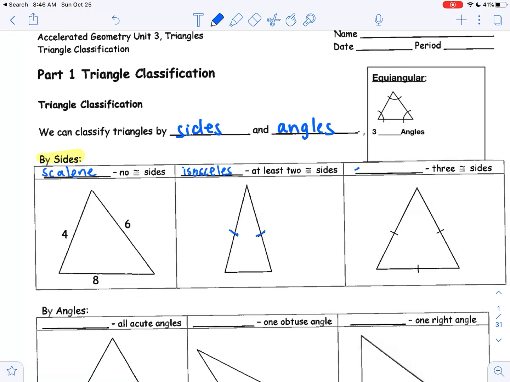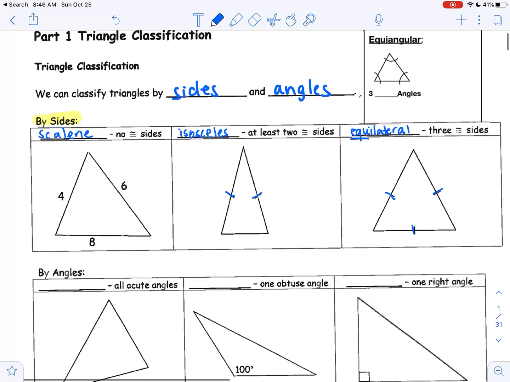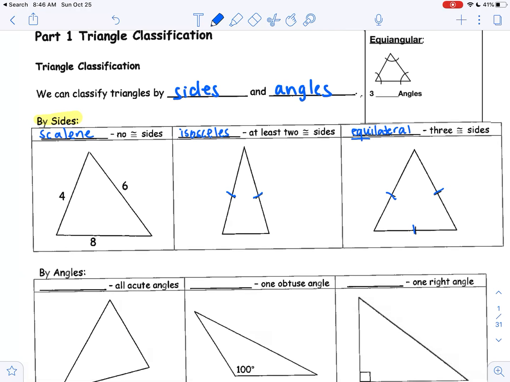And lastly, if all three sides are equal, we have an equilateral triangle. So the word equal, which is part of an equation, or equal sign, EQU, is in front of lateral, which is sides. So equilateral means that all three sides are congruent.